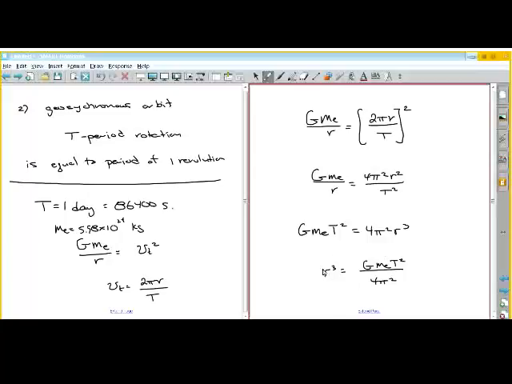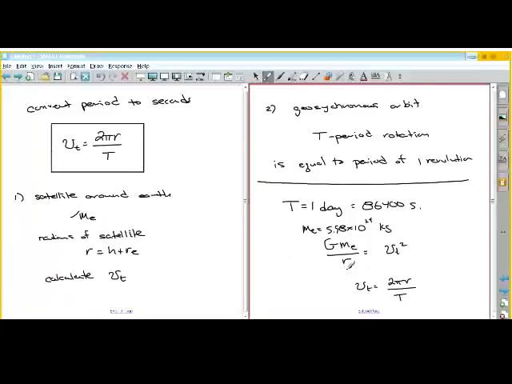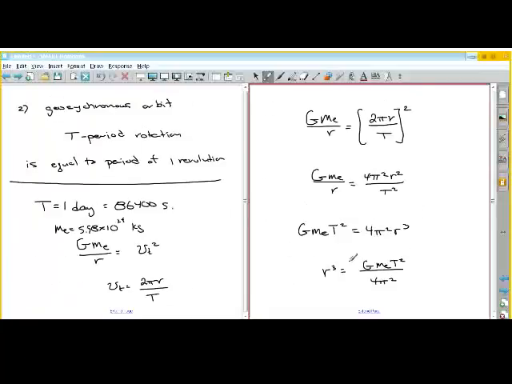And then you can take the cube root of that to solve for the radius. And that is the distance from the center of the Earth, in this case, to the center of the satellite. So G is 6.67 times 10 to the minus 11th. The mass of the Earth is 5.98 times 10 to the 24th. The period is 86,400 seconds. You square that, you divide by 4 pi squared, and take the cube root, and that'll give you the radius. Then once you have the radius, you could go back here and calculate the tangential velocity needed for a geosynchronous orbit.